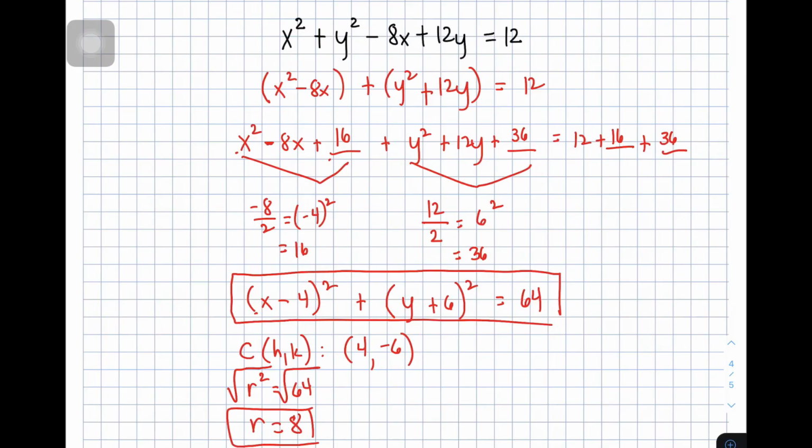So, I hope na meron kayo natutunan within our discussion about rewriting or how to convert an equation of a circle into standard form. At sinama na rin natin kung paano makuha yung center at radius.